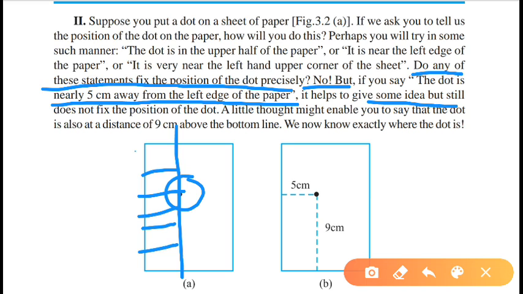That information is that it is 9 centimeter away from the bottom line. So it has now been fixed that it is 9 centimeter away from the bottom line in the upward direction and 5 centimeter from the left edge.